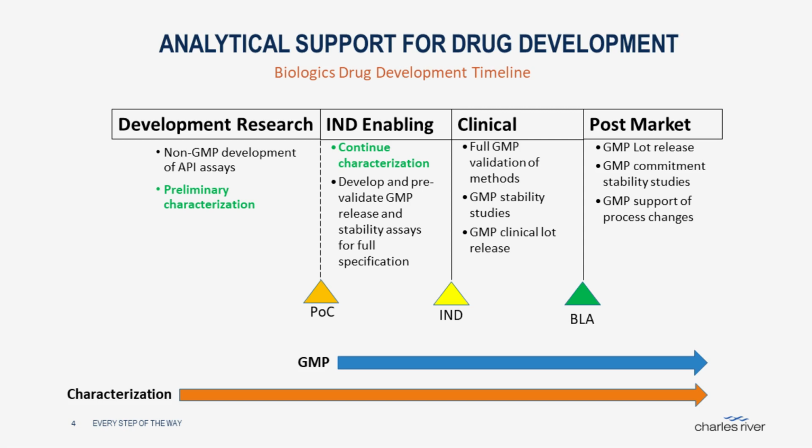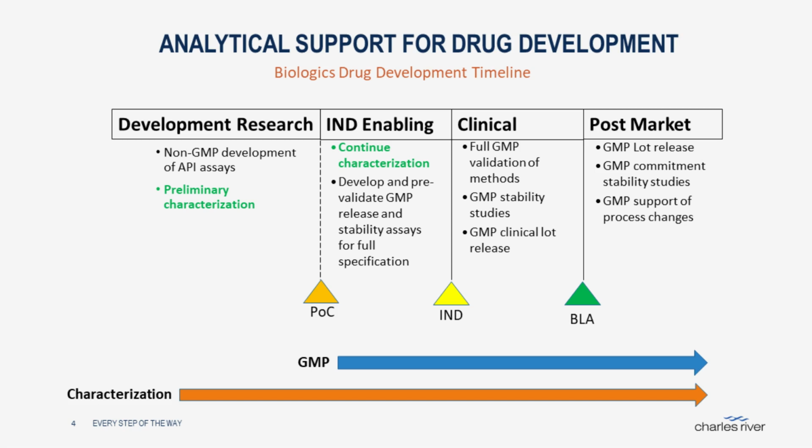Okay, so this just shows how Charles River supports drug development using analytical methods, showing the biologics drug development timeline. Of course, later on in a program, getting to clinical phases and post-market, GMP release methods are needed. Oftentimes these types of methods are going to be a little bit more focused on, say, HPLC methods or capillary electrophoresis, methods that don't necessarily involve mass spectrometry.